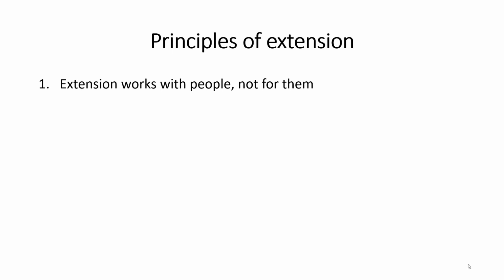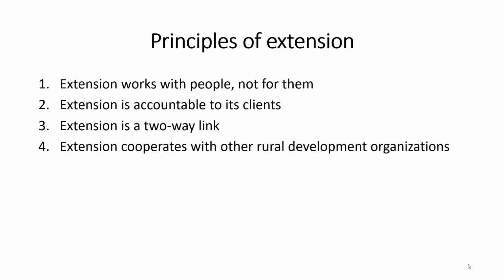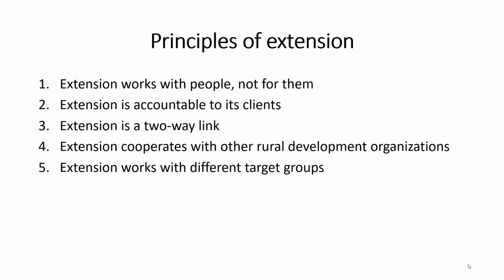1. Extension works with people, not for them. Extension is accountable to its clients. Extension is a two-way link. Extension cooperates with other rural development organizations, and extension works with different target groups.